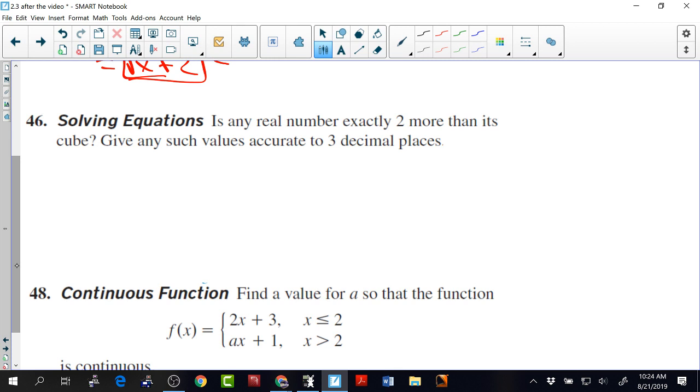Is any real number exactly 2 more than its cube? Is that possible? That's the question. And then give any such values accurate to 3 decimal places. Well, we usually don't solve it like this. We could, but here's how we should solve this one. Let's minus the x over now that we have it set up.